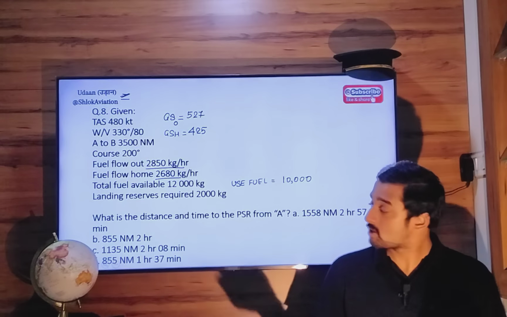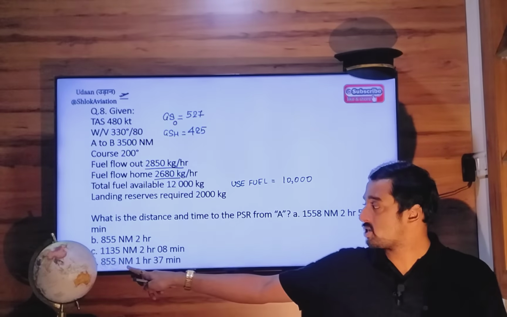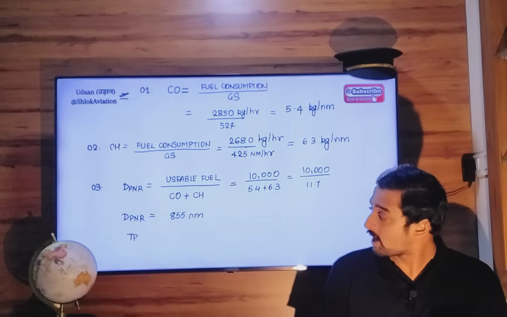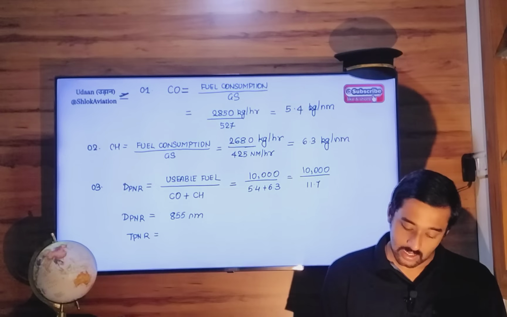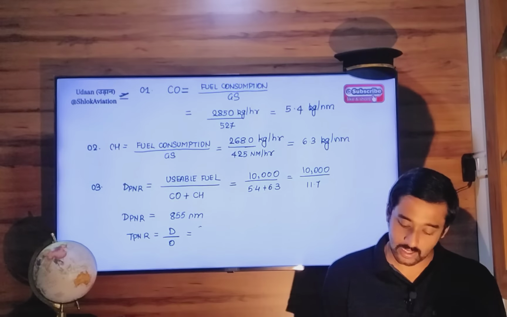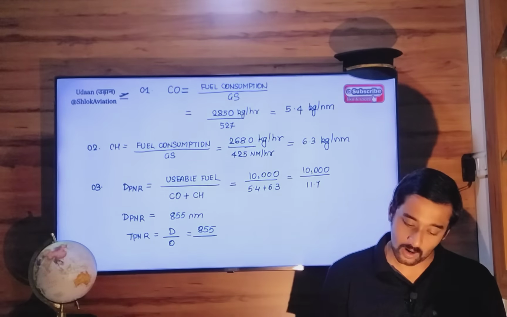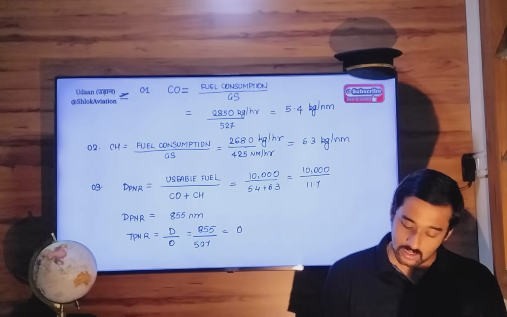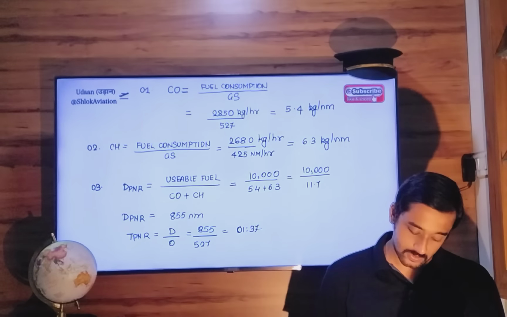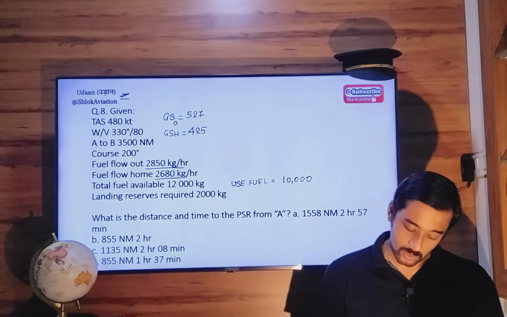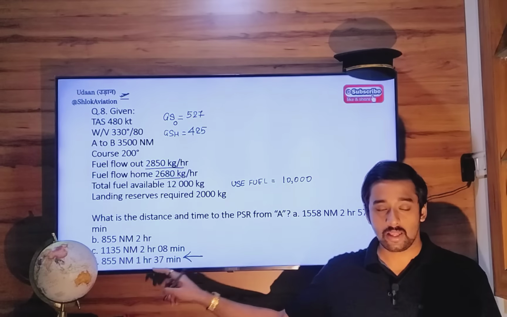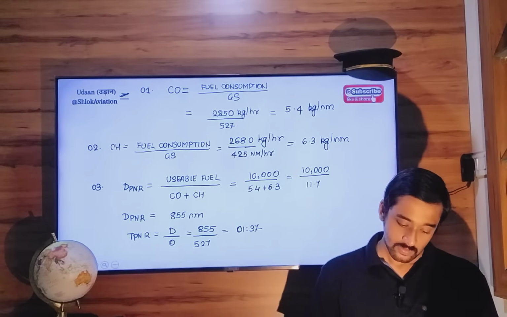So there are two options, Bravo and Charlie. Now we will find time to PNR. Time to PNR will be distance divided by outbound speed. So 855 divided by outbound speed 527. It is 1 hour 37 minutes. So option Delta. 855 miles, 1 hour 37 minutes.